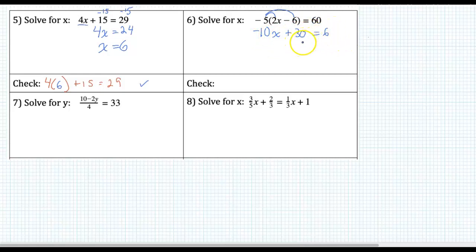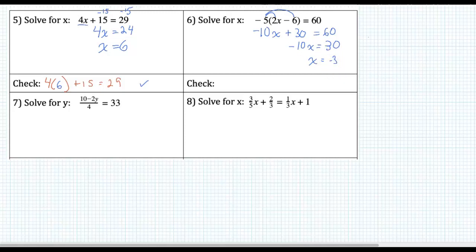So I'm going to subtract 30 from both sides. So then I'm left with negative 10x, pardon me, equals, and that's going to be negative 24, right? Sorry, this is 60. So it's still going to be positive 30. There we go. And now I want to undo multiplying by negative 10. So if I divide both sides by negative 10, that's going to get me to x, right? So if I divide both sides by negative 10, this will be negative 3.